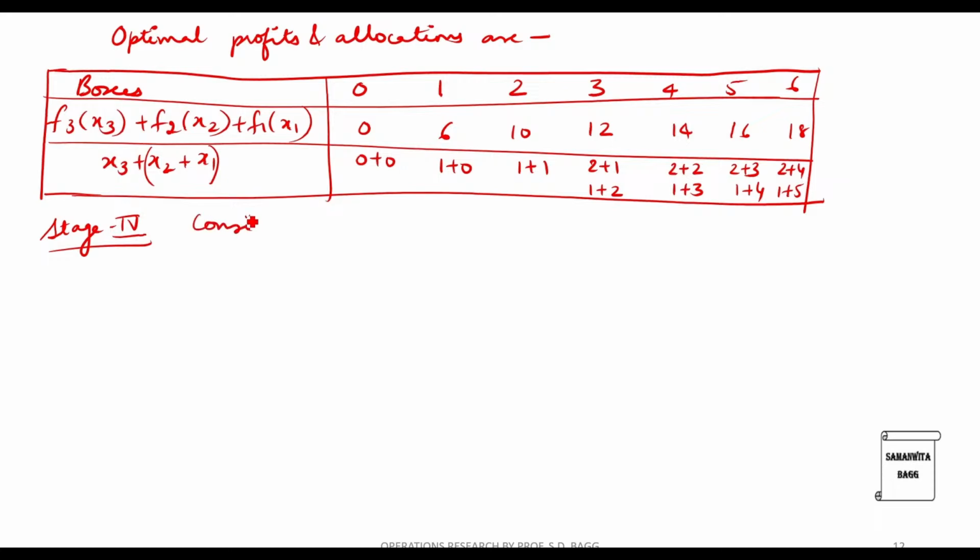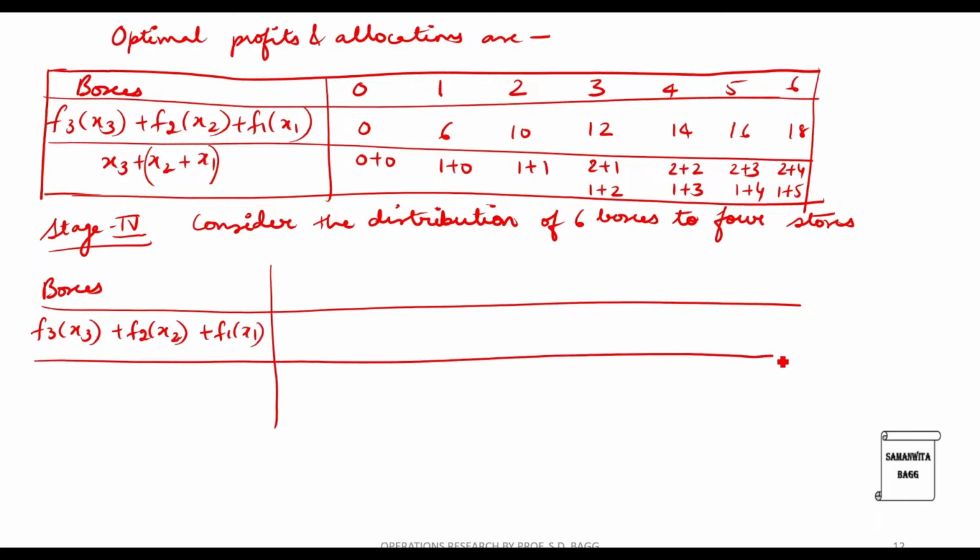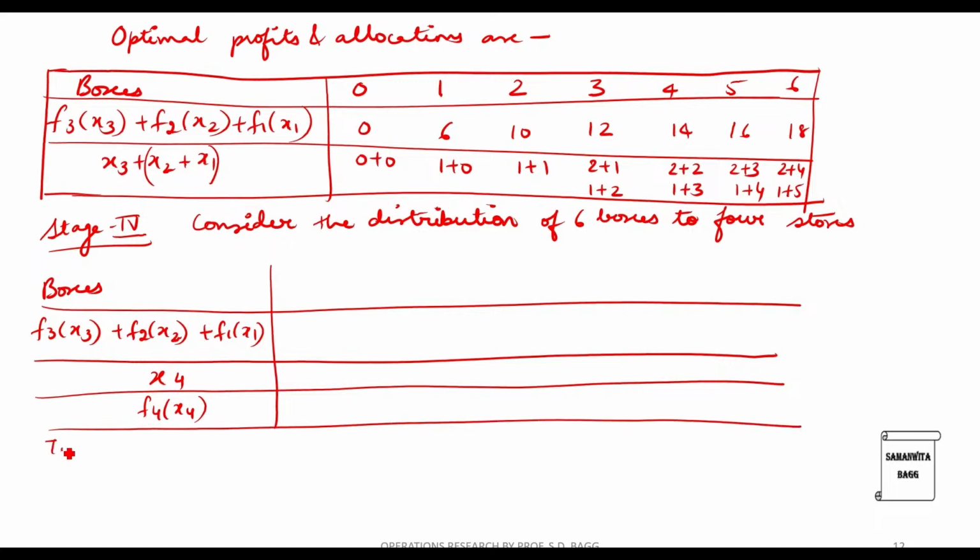where I'll consider the distribution of 6 boxes to 4 stores. So I'll write down boxes. Then I'll write down F3x3 plus F2x2 plus F1x1. Then I'll write down x4 value. Then I'll have F4x4. And lastly, I'll add the total profit, that is F4x4 plus F3x3 plus F2x2 plus F1x1.